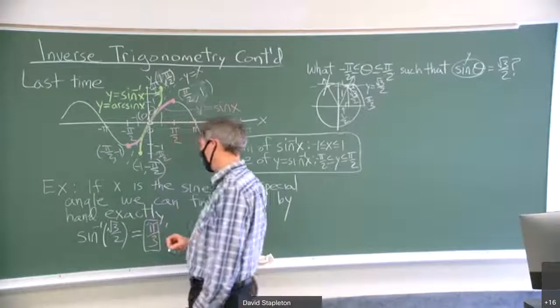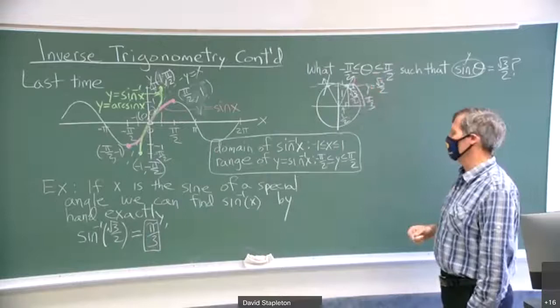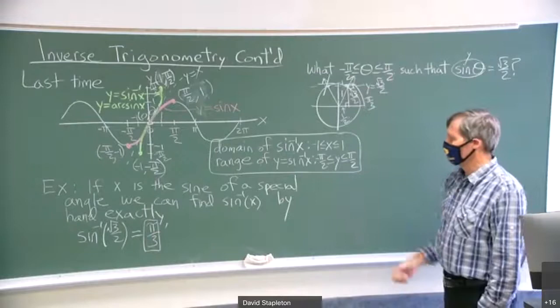There's how we found the arcsine. We just asked the reverse question. One angle has that sine, but it has to be between minus pi over 2 and pi over 2. We can solve it on the unit circle. It works every time for numbers that come from special angles.